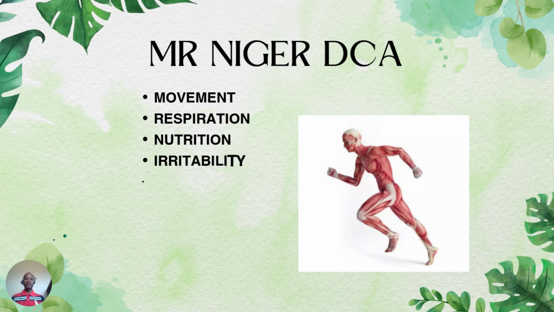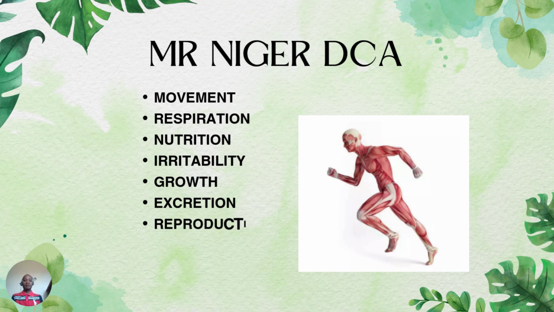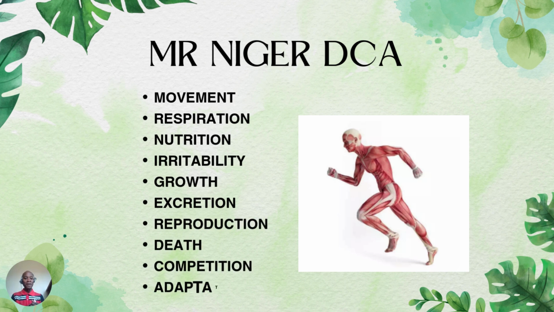So we are going to look at the acronym we are used to. You already know that maybe from your college, from your secondary school, or even in primary. We have an acronym, Mr. Niger DCA, to summarize all the characteristics of living things. M stands for movement, R stands for respiration, N stands for nutrition, I stands for irritability, G for growth, E for excretion, R for reproduction, D for death, C for competition, and A for adaptation.